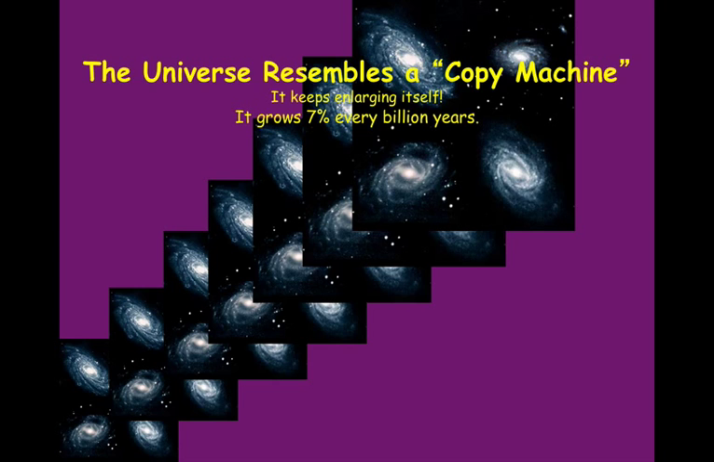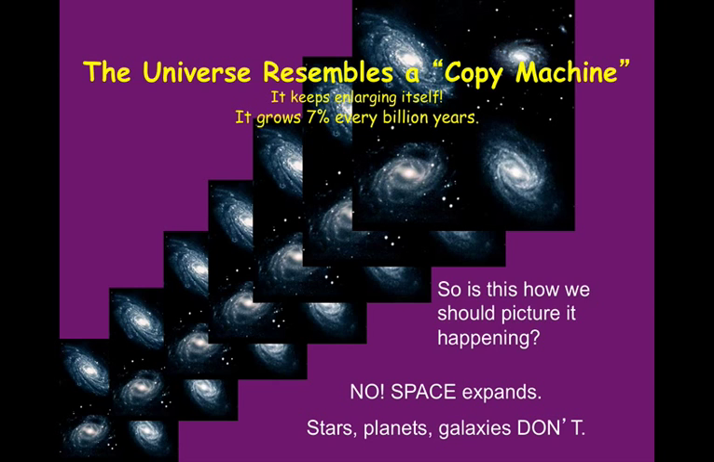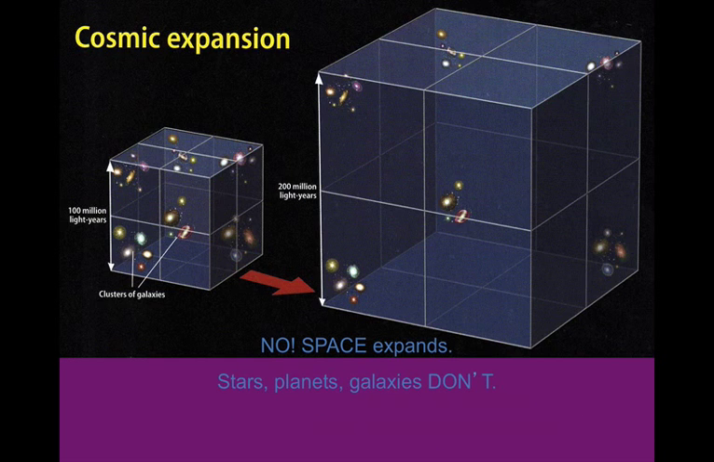Well, as I've been going along here, you might have noticed that I was careful to say that space expands. Galaxies and the stars and planets within them don't expand. So this is a more accurate picture. These clusters of galaxies remain the same size, bound together, and the spacing of the galaxies within the cluster also remains the same. But the space between clusters expands.